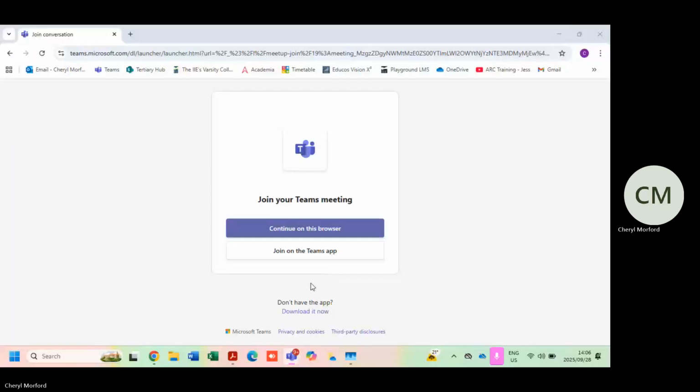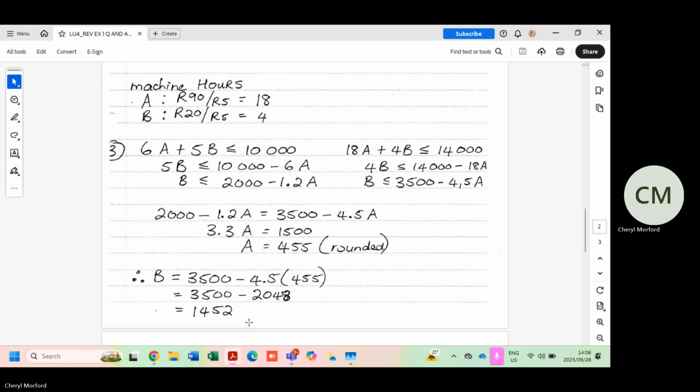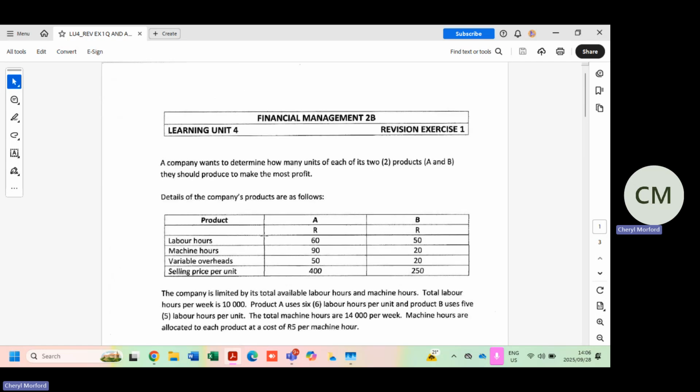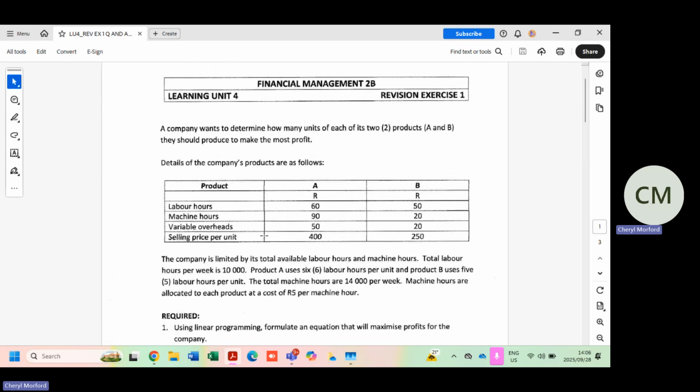So now it's the time for Learning Unit 4, which is on linear programming. So once again, I'm going to share my screen with this question over here. This is one of my own questions, and I've just thought about it. I'm going to add a couple more dimensions to this so that we can kill as many birds, shame poor birdies, with one stone as possible.